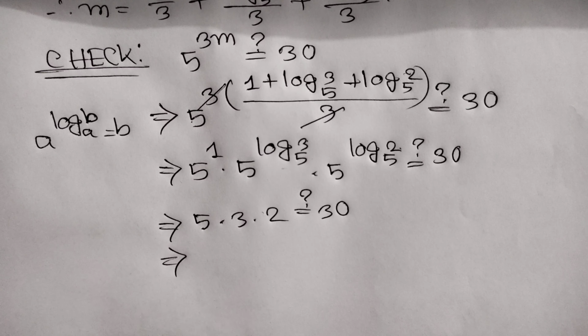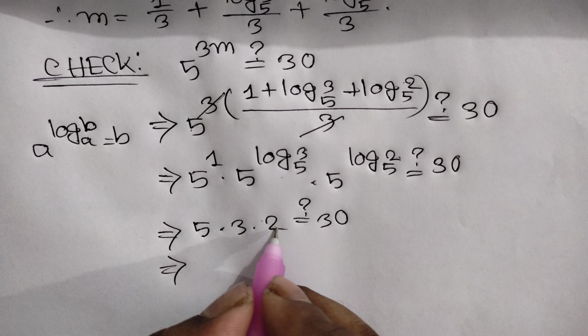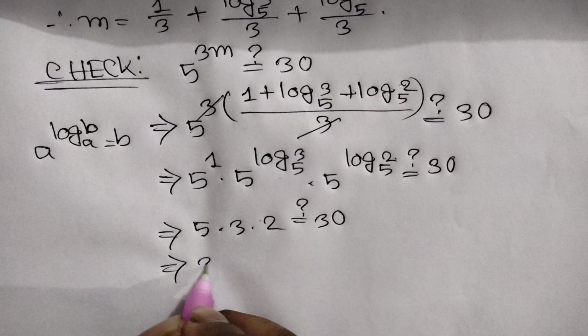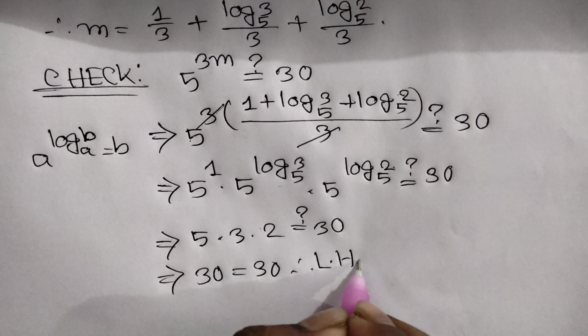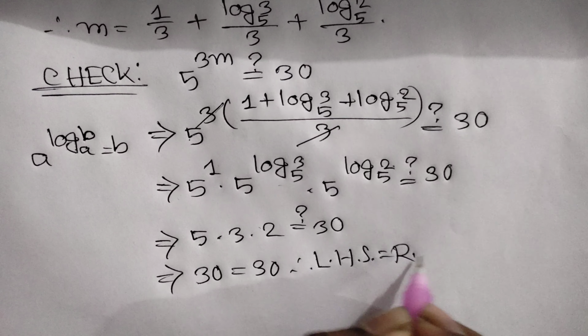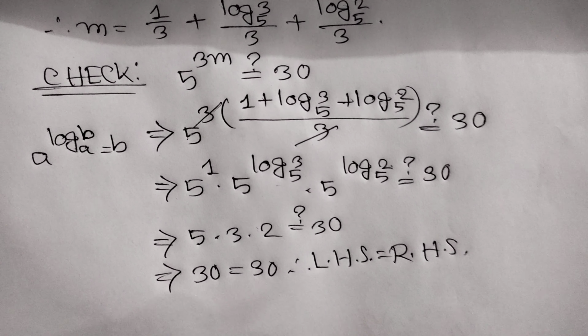We know 5 times 2 is 10, 10 times 3 is 30, so 30 is equal to 30. So left hand side is equal to right hand side, so our equation is correct.